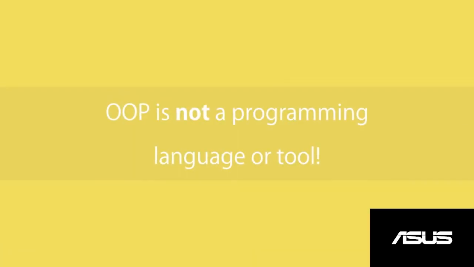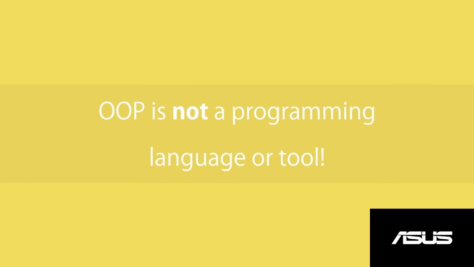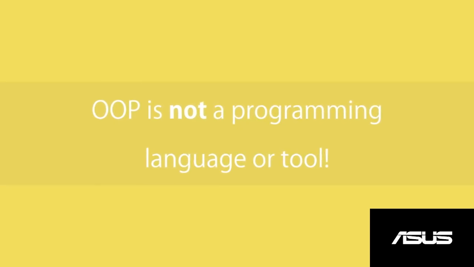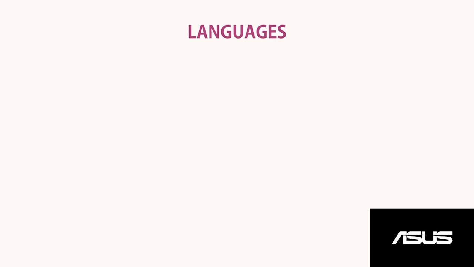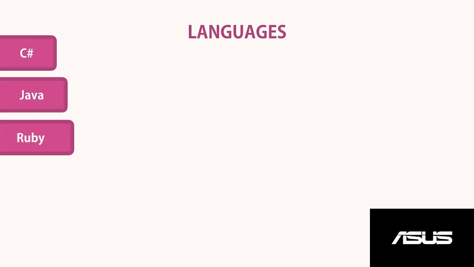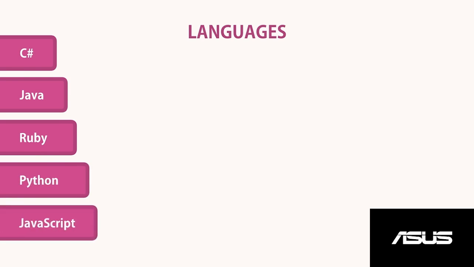That's because it's not a programming language or a tool. It's a style of programming or a programming paradigm. There are several programming languages out there that support object-oriented programming, such as C#, Java, Ruby, Python, JavaScript, and more. Now, JavaScript is a little bit controversial, but I'll get to that later.